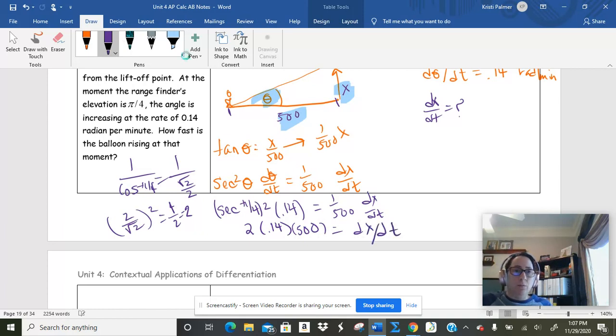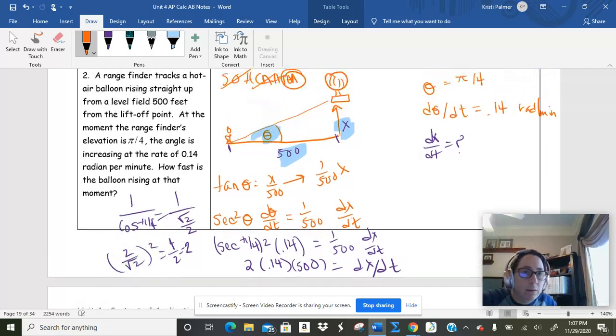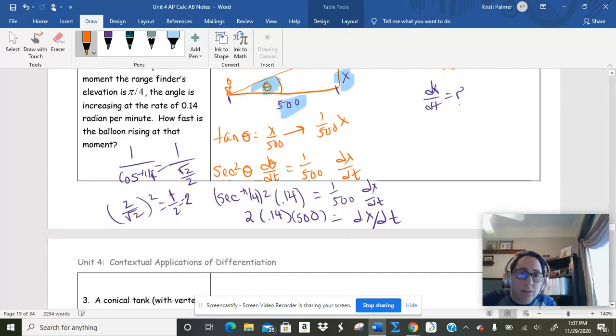And so this one would be, with my label, x was in feet, and time was in minutes. And if you want to simplify, feel free. That's 140 feet per minute, but you can leave it to what we just had.